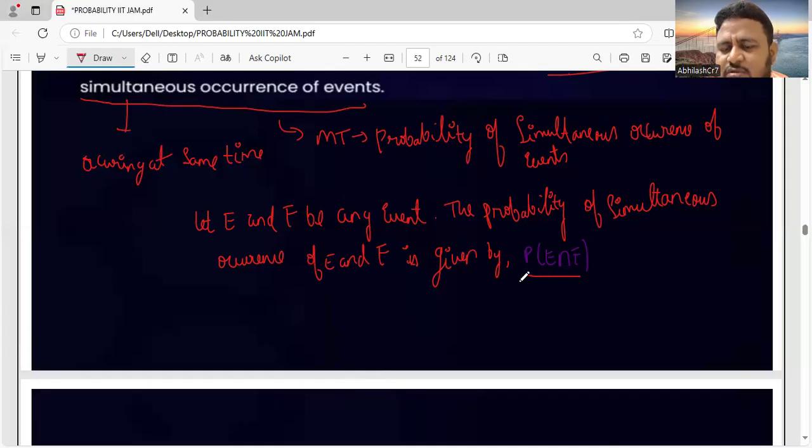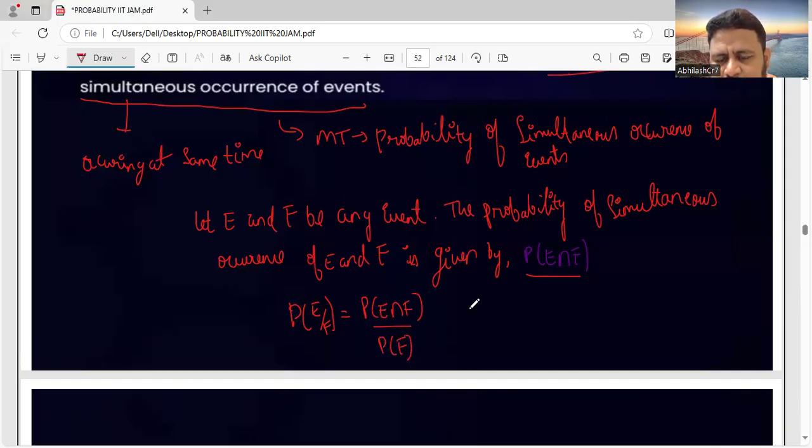So when it comes to the multiplication theorem, the probability is given by the probability of E intersection F, that is, for simultaneous events E and F. So how do we find P of E intersection F? By conditional probability, we know that the probability of event E occurring, given that event F has already occurred, is given by probability of E intersection F divided by probability of F.